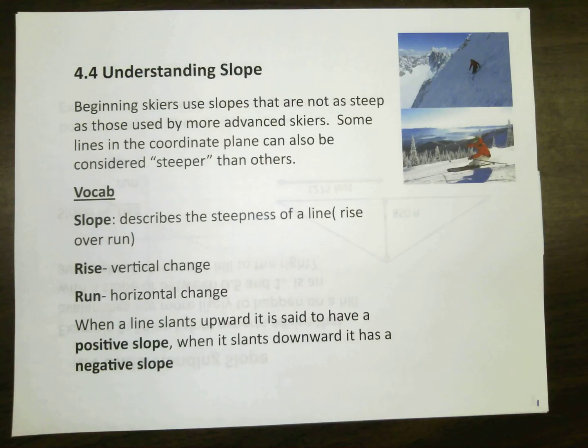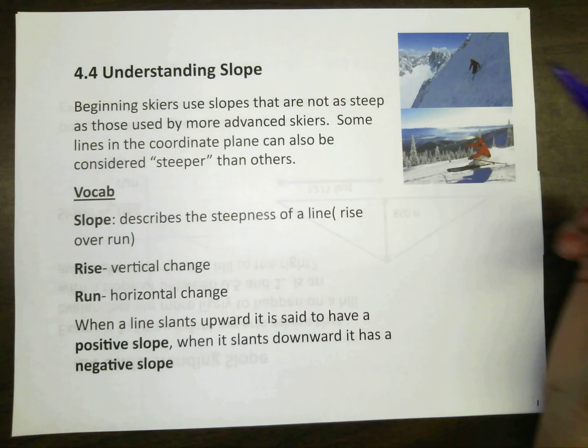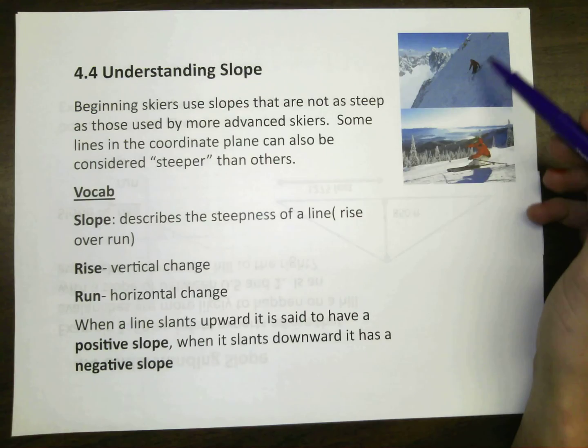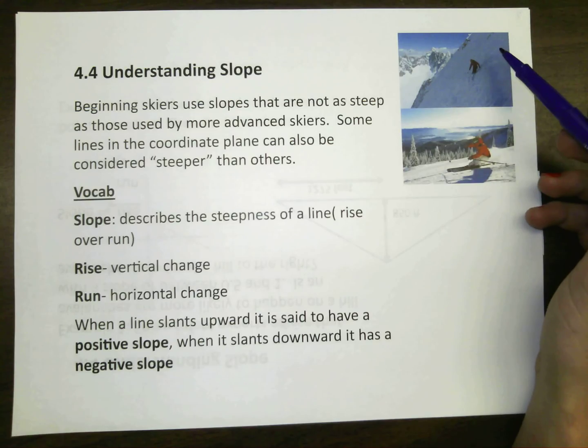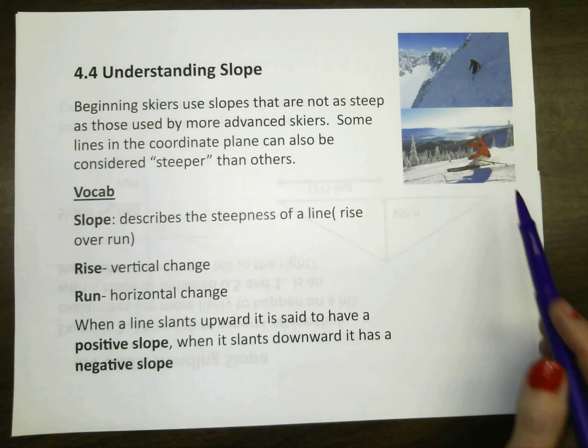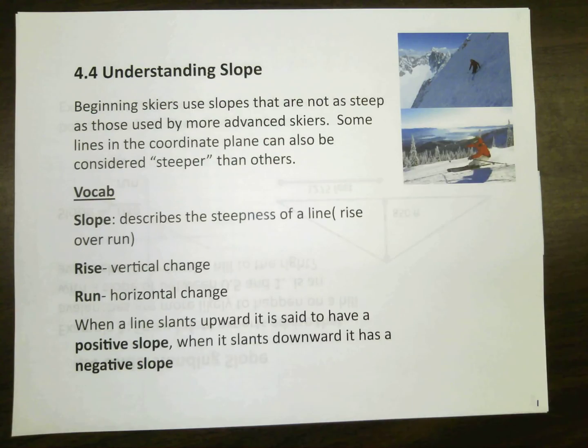This lesson is on section 4-4, which is understanding slope. Beginning skiers use slopes that are not as steep as those used by more advanced skiers. You can see over here in the picture a very steep ski slope that would be very scary for me, or a nice one, it's still sloped, it's not flat, but definitely not as steep. So some lines on the coordinate plane can also be considered steeper than others.